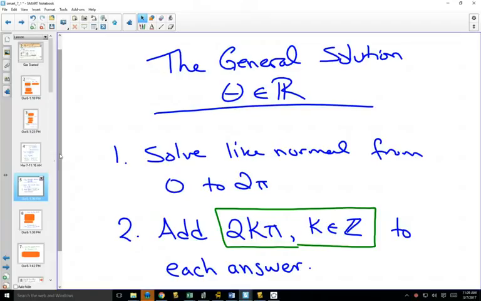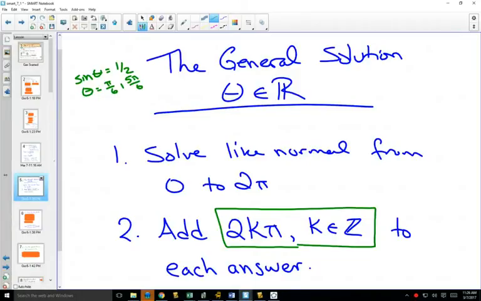So for example, just so that we have an example off to the side, if I was solving this equation, sine theta equals a half. You know from your pi plate that's in quadrant 1 and quadrant 2, and it's part of your pi plate, so we get pi over 6 and 5 pi over 6.